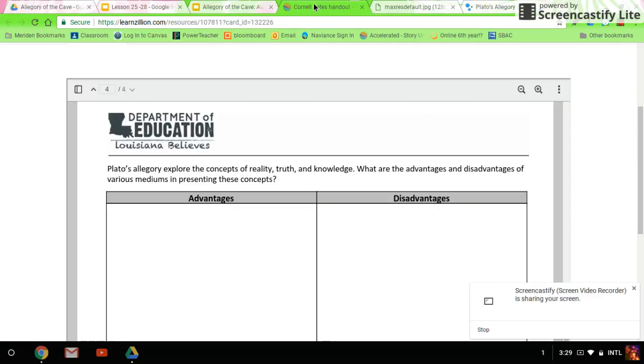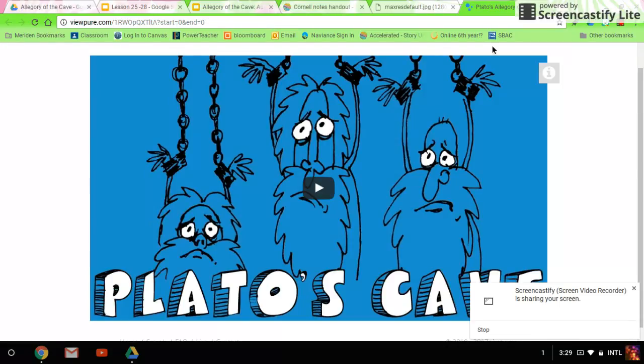So while you're watching, and after you're watching, you're going to be completing this worksheet in your packet. What are the advantages and disadvantages of various mediums in presenting these concepts? The two mediums you're going to be looking at are the visual format, which you're about to watch, and the text written format, which you have read and listened along to.